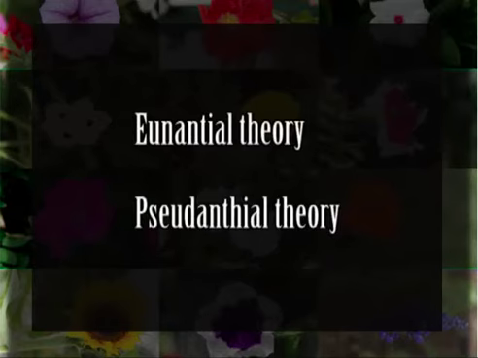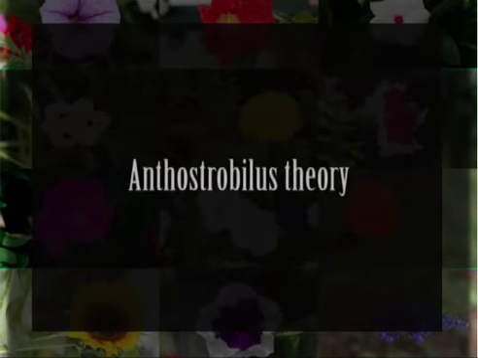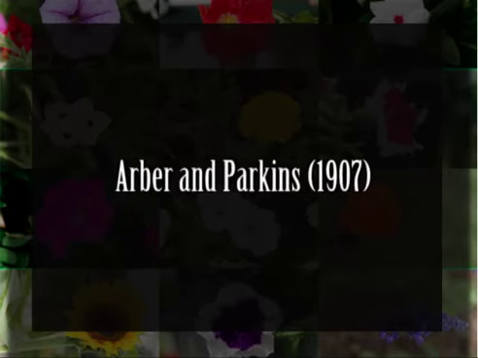Many theories and hypotheses have been proposed from time to time, and most of them have revolved around two basic theories, which include the Euanthial theory and the Pseudanthial theory. Now, let us discuss the Euanthial theory first. It is also known as the Anthostrobilus theory. The Euanthial theory was proposed by Arber and Parkin in 1907.